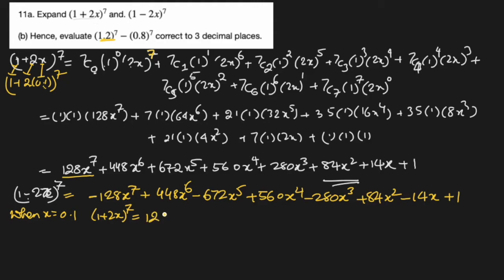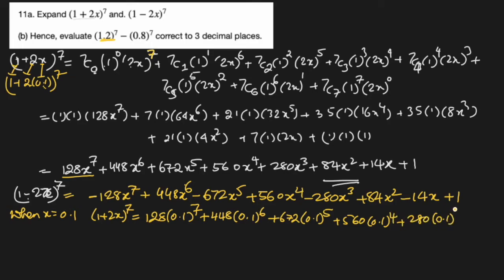That's it. 128 times 0.1 to the power 7, then plus 448 times 0.1 to the power 6 plus 672 times 0.1 to the power 5 plus 560 times 0.1 to the power 4 plus 280 times 0.1 cube plus 84 times 0.1 square plus 14 times 0.1 plus 1.